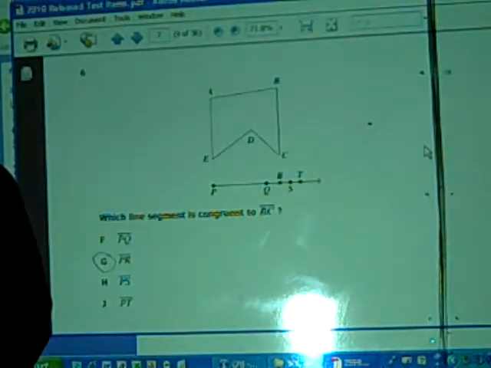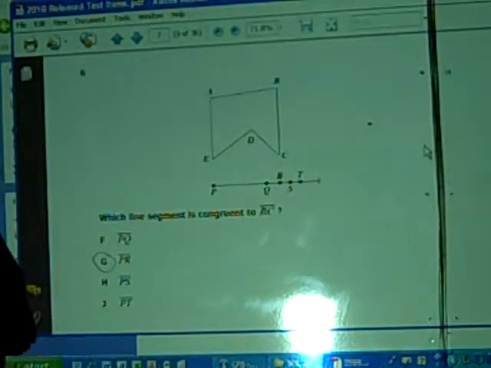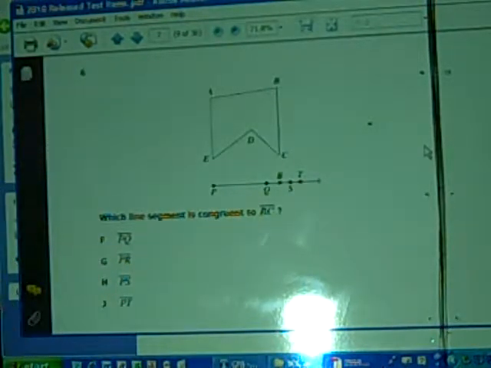So your answer for that one is going to be PR. Remember, when you take your SOL, you can't put anything up to the screen. So you're going to have to know how to use those tools. The answer is G, number 6.